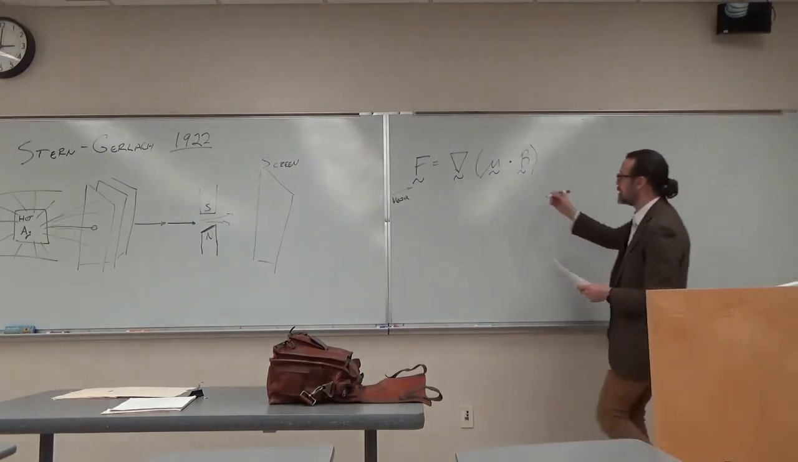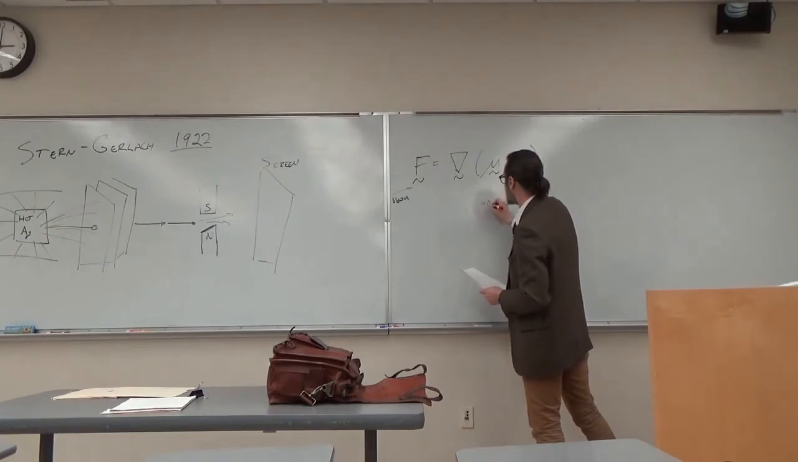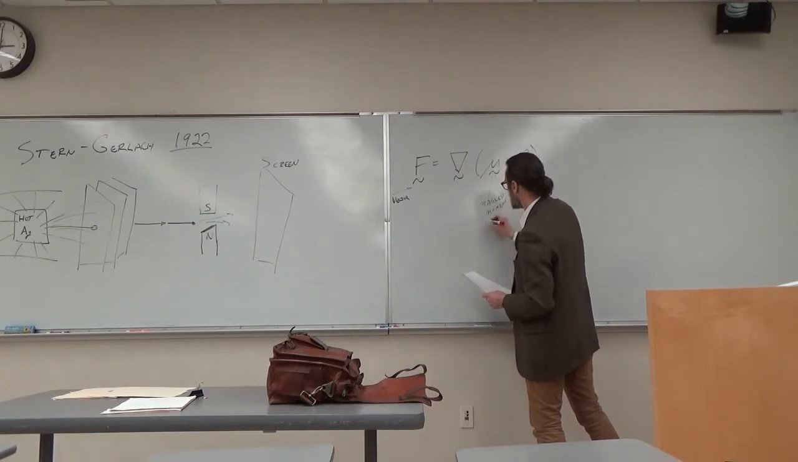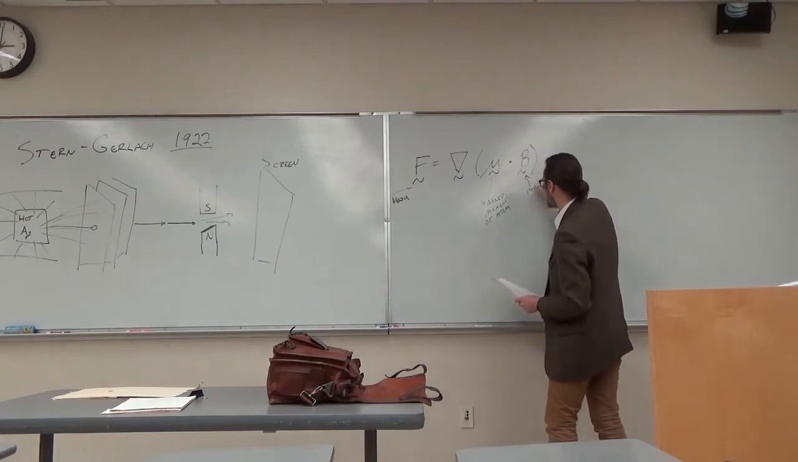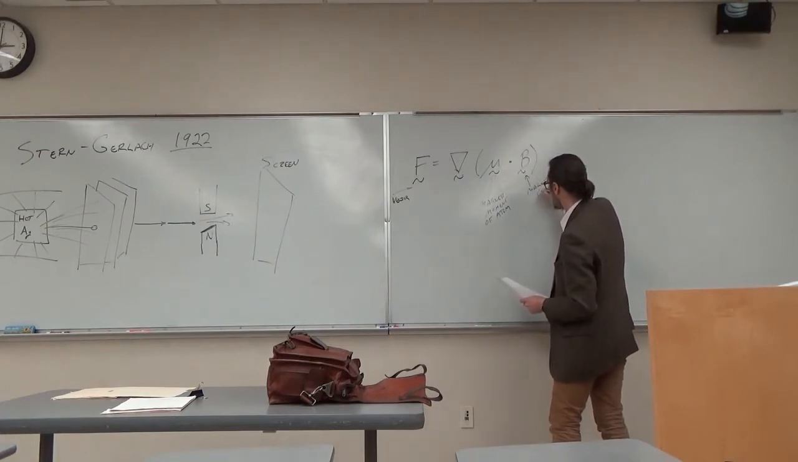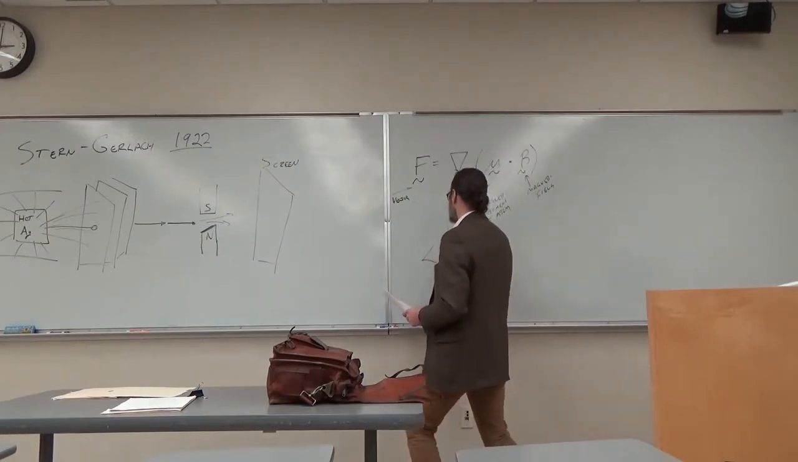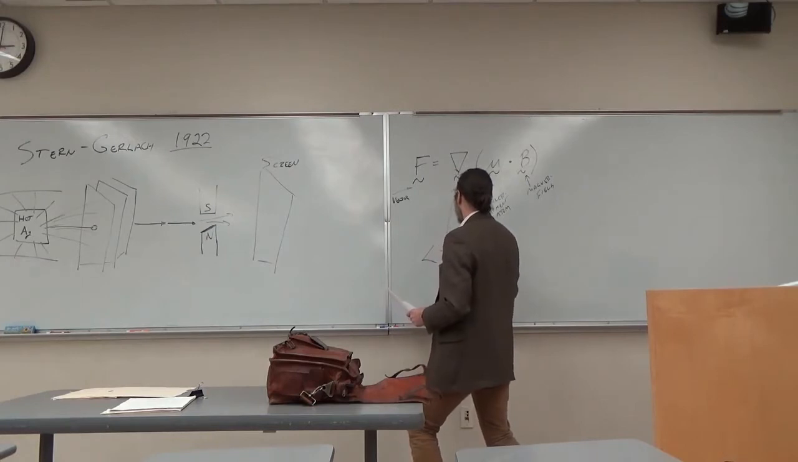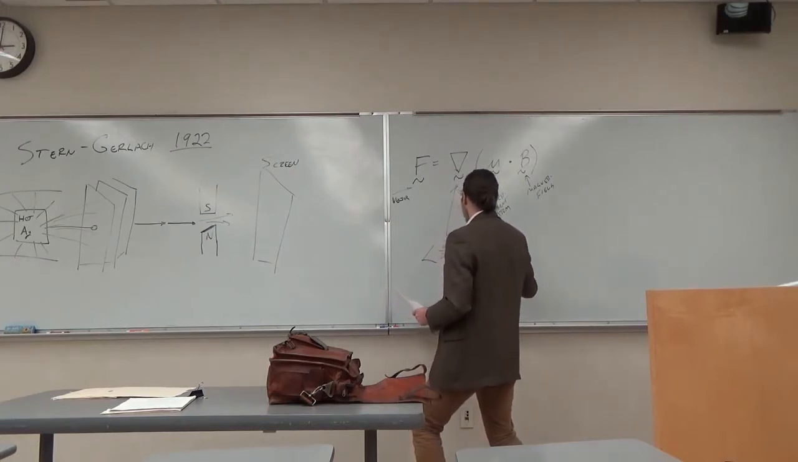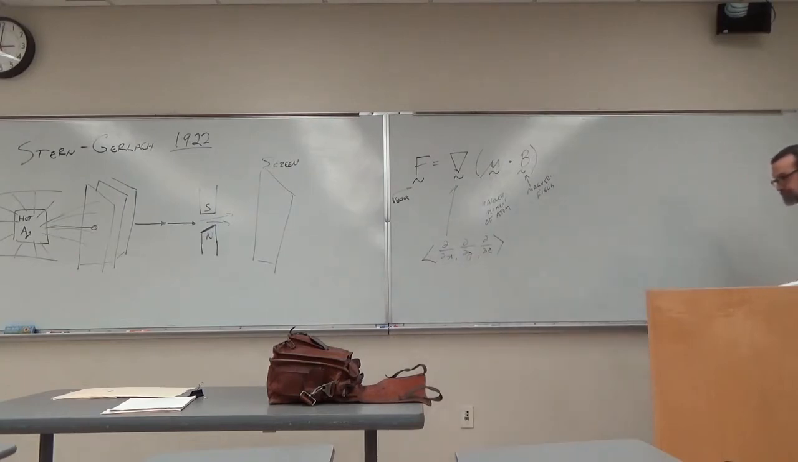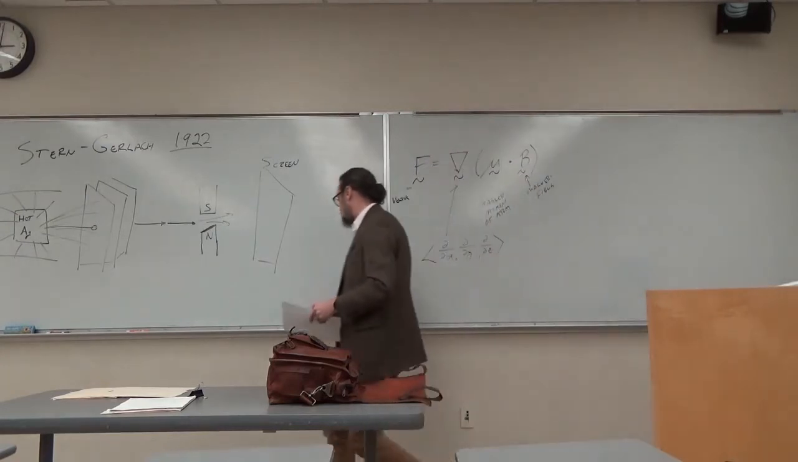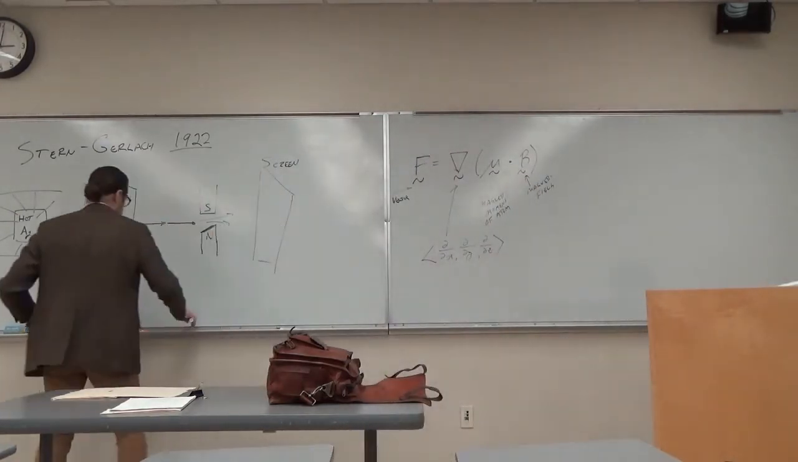This mu is the magnetic moment of the atom. That is the magnetic field. And this is the gradient, so it is d/dx, d/dy, d/dz, in vector notation.